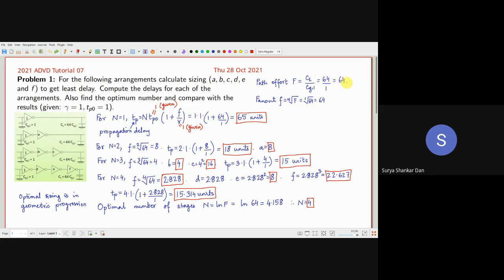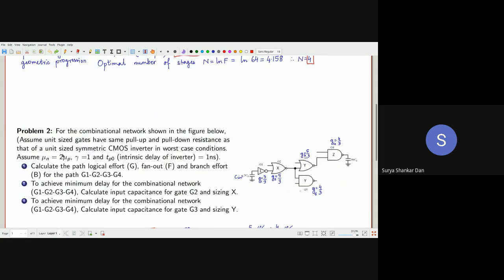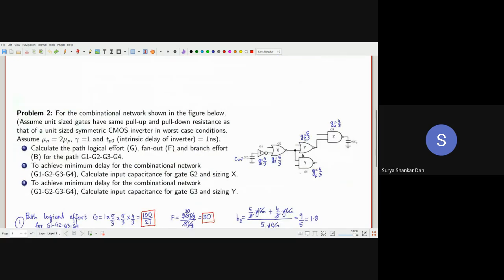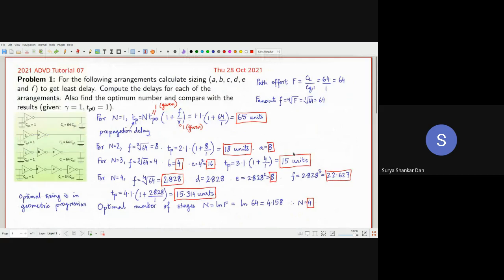Very simple. Then what is the fan out? We all know the formula: nth root of the total path effort. How we got this derivation must have been done in the lectures. Just to keep things in perspective, it's not difficult to do the sizing of these stages. Only when there is branching does it become a little more complicated. For example, in the next problem we have got branching.